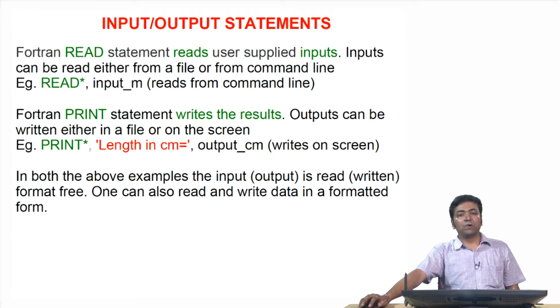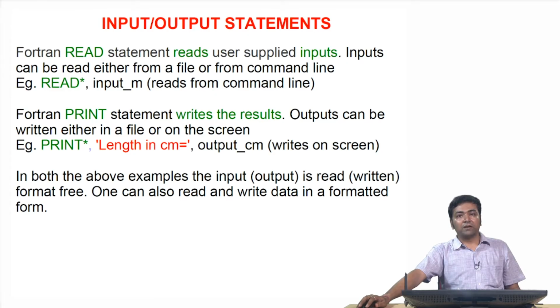Similarly, when I try to write the output of my program, which in this case is the length converted into meter, I can give a print statement in the following way. Print star comma and then I put within quotes a character array where I just write length in centimeter equals to. This tells the user who is seeing the output what quantity I am writing out, and then I give a comma followed by the variable name, which gives the result on the screen.